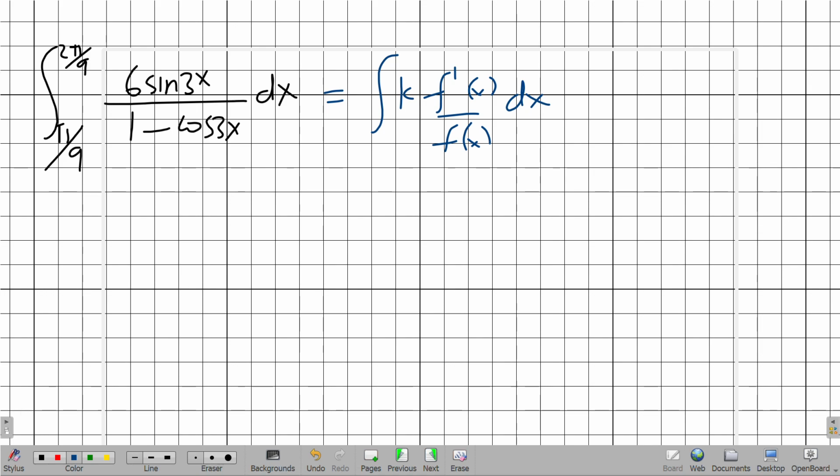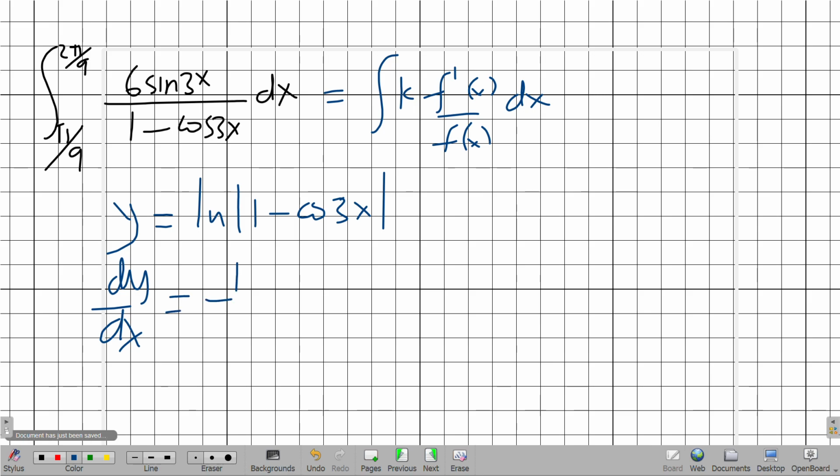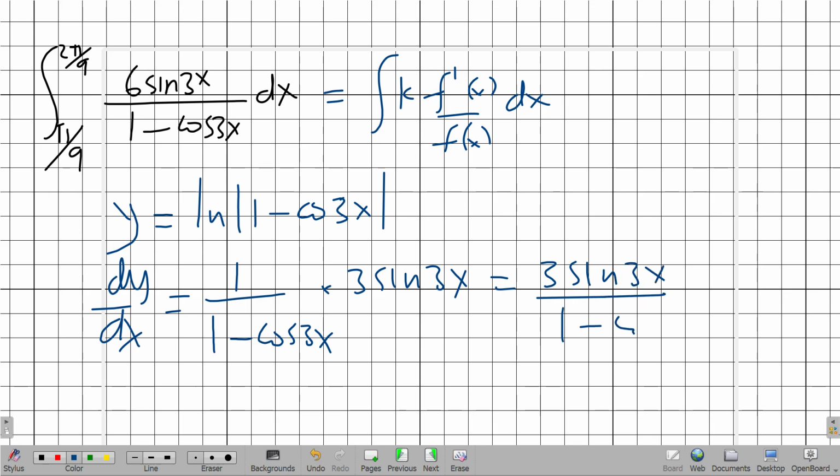So what we're going to say is, if we take y to be equal to natural log of 1 minus cos 3x, and if we say dy over dx, it should be equal to 1 over 1 minus cos 3x times the inside function, which is going to be equal to 3 sine 3x, which is basically 3 sine 3x over 1 minus cos 3x.